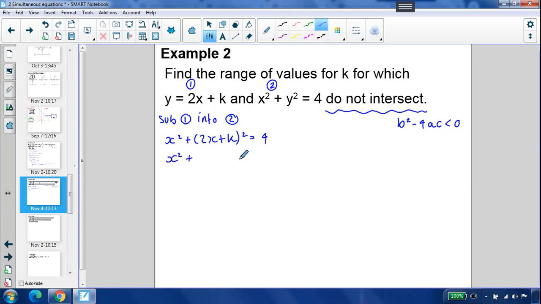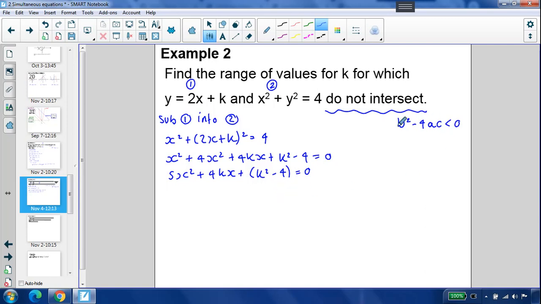x squared plus, expanding this, 4x squared. You would almost get 2xk and 2 lots of that, but I'm going to write it as 2kx, and again you've got 2 lots, so it's going to be 4kx plus k squared, and I'll move the 4 over, minus 4 is equal to 0. Let's combine the x squared terms, and I'm going to put a bracket around the k squared minus 4, because now it's in the form of ax squared plus bx plus c.